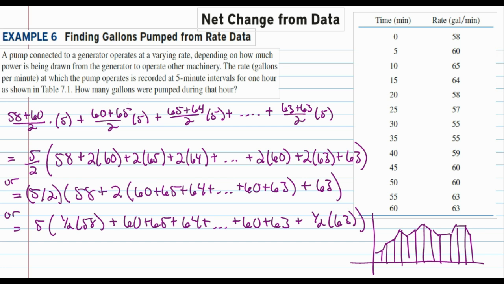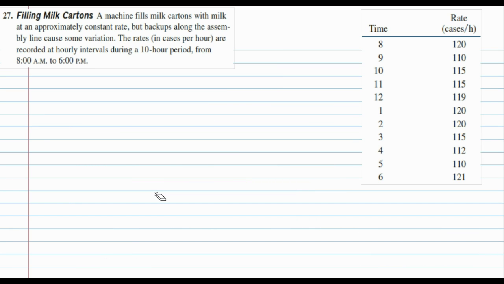Now this equals 3,582.5 gallons. However, that is an approximate value for how many total gallons were pumped. So it's approximately 3,582.5 gallons. Now try problem number 27.